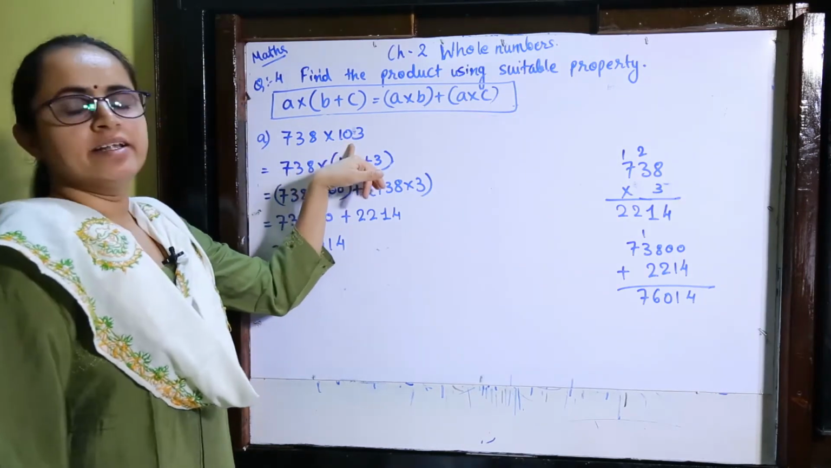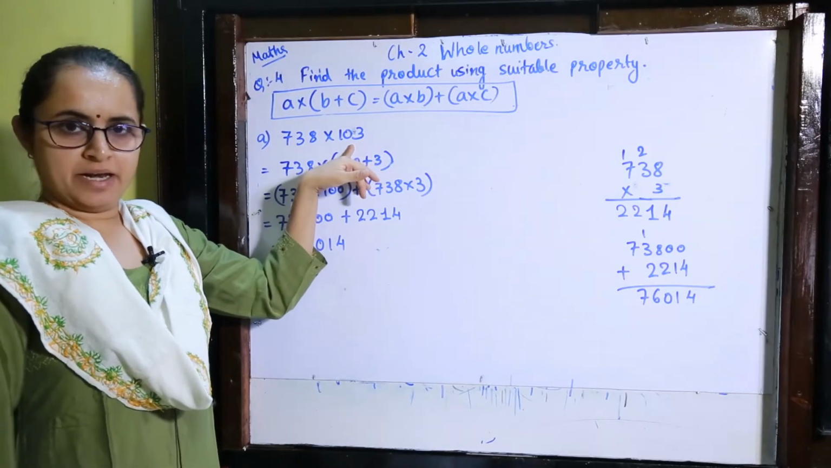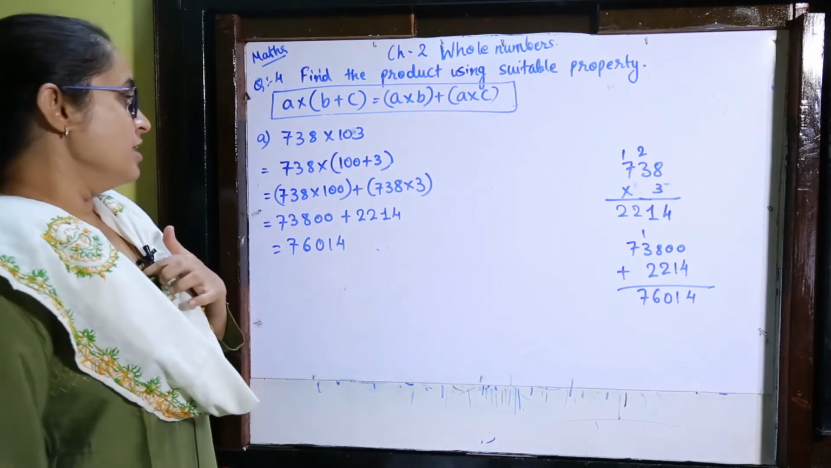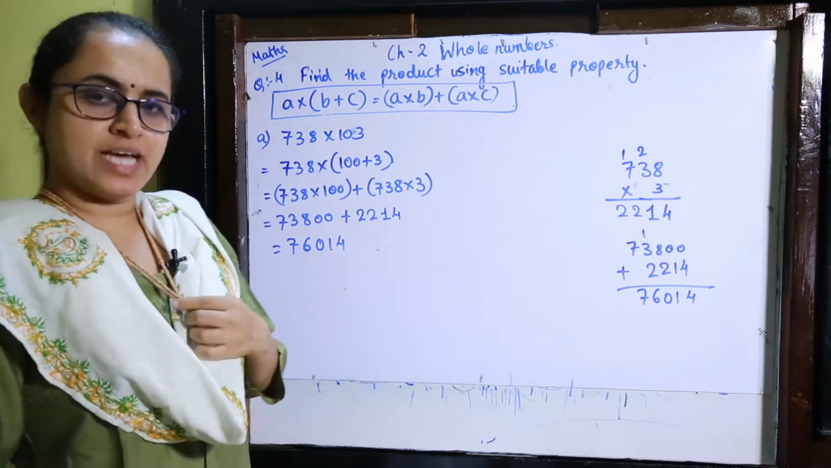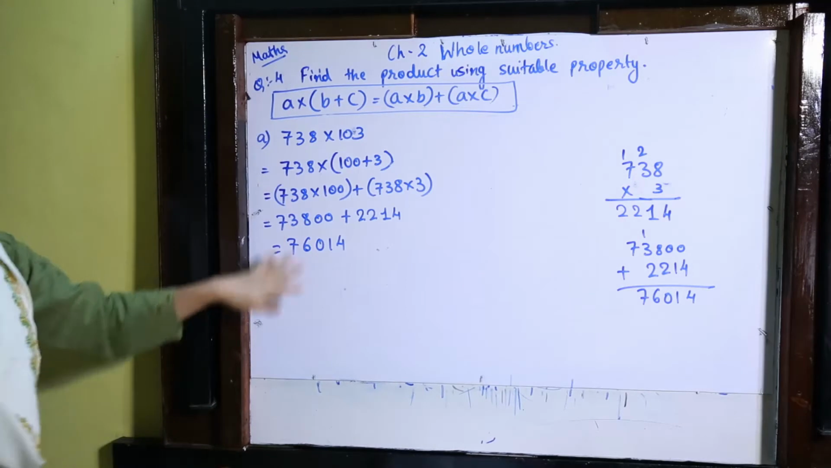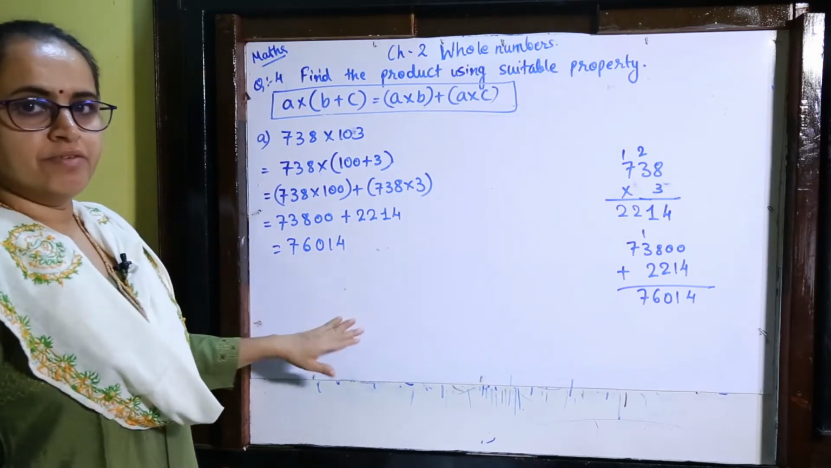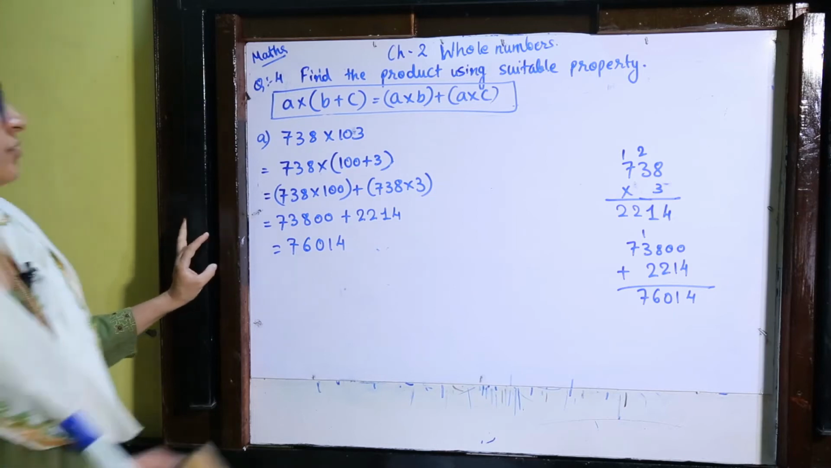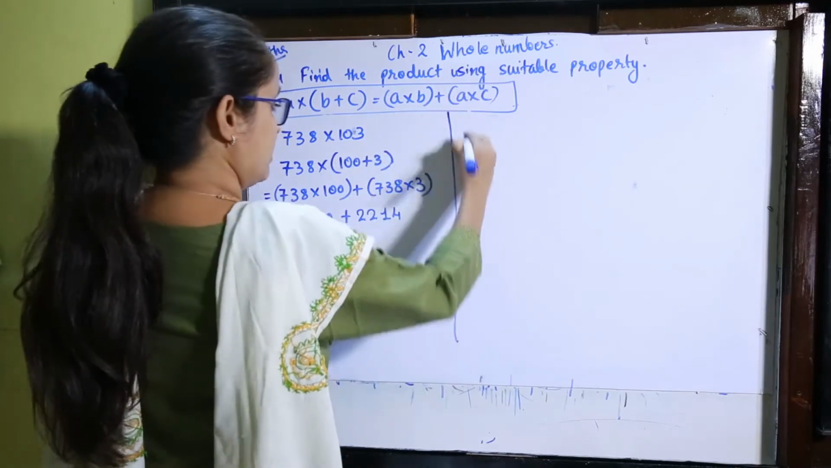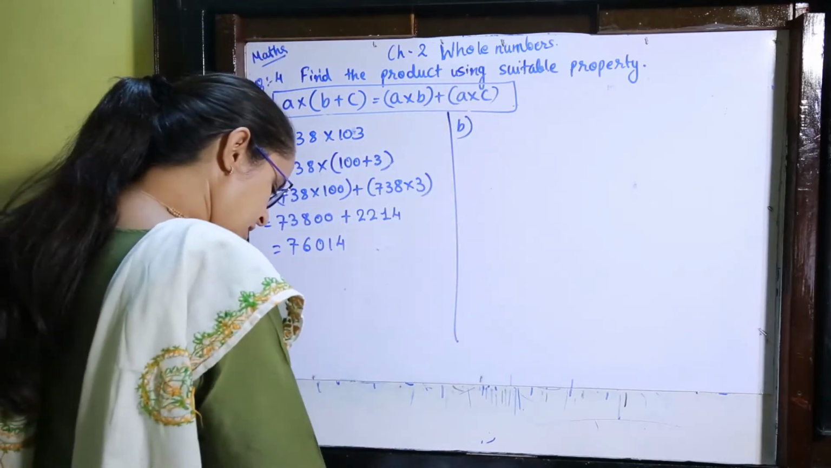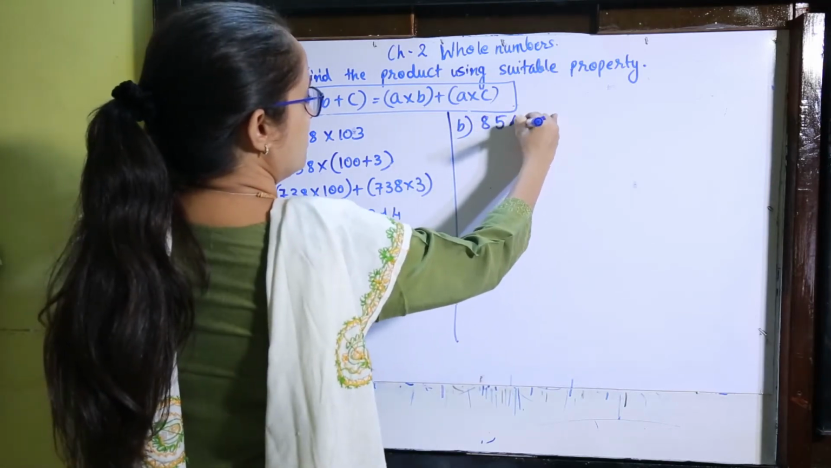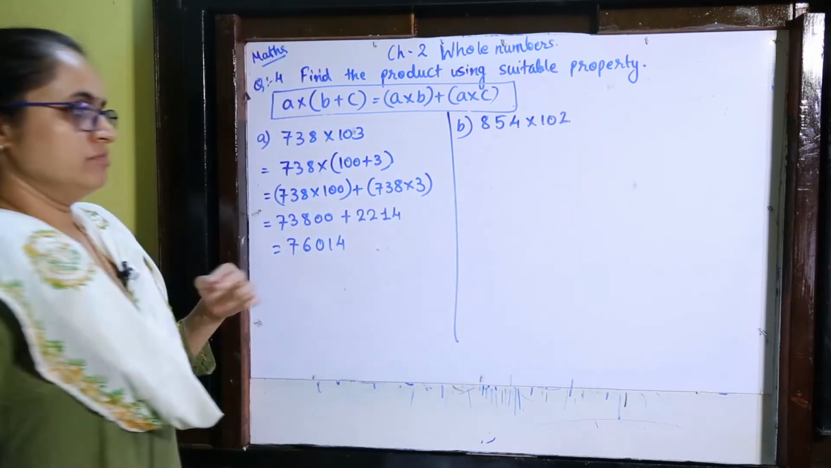So what did I do? I expanded the second number. So here also in B, you can do the things similarly. I will give you 5 minutes time to do it. I hope you have finished this. Okay, if you have not finished, pause the video and finish it. Now we will move on to B, and the B is 854 multiply by 102. Simple.